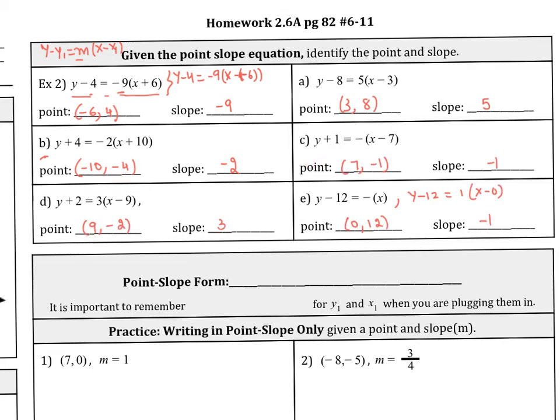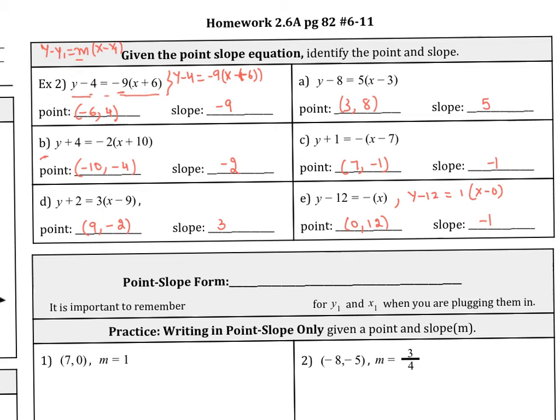For letter C, again x1 is 7 because it's already negative here, and this is plus 1, so we're going to change it to negative 1. So the point is 7 comma negative 1. Slope, there is no number in the front, so it's going to be negative 1. For letter D, you're going to have x1 as 9, and this is positive, so we're going to make it negative 2. And the slope is going to be 3 because m in the front is 3.